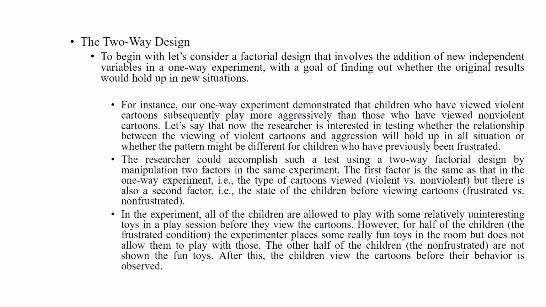So, let us take a simple factorial design to begin with, and maybe we can have more as we go forward. The simplest factorial design that you can have other than the one-way design, which is a separate experiment, is a two-way design. So, you add just one more independent variable, now you have a two-way design. Let us take it with the current example that we have. So, our one-way experiment demonstrated that the children who have viewed violent cartoons subsequently did play more aggressively than those who had viewed non-violent cartoons.